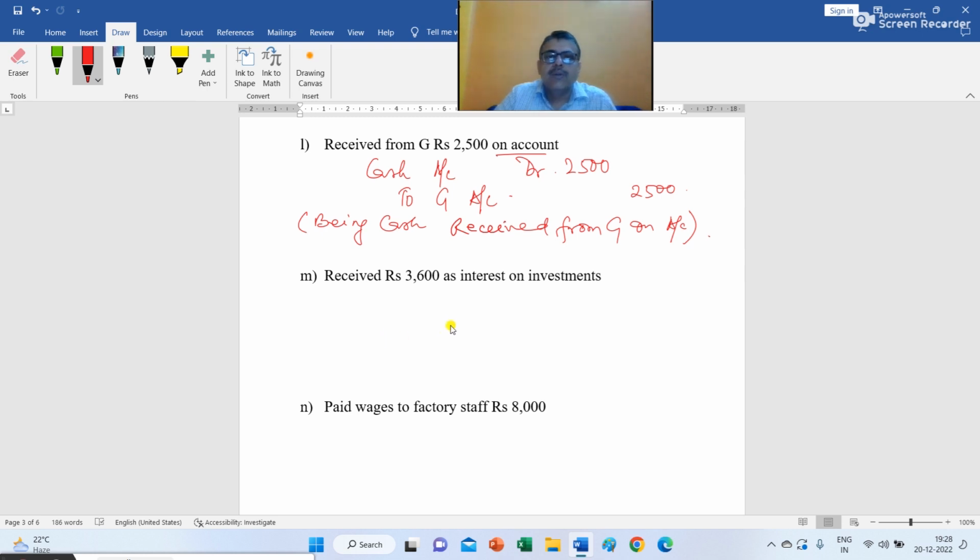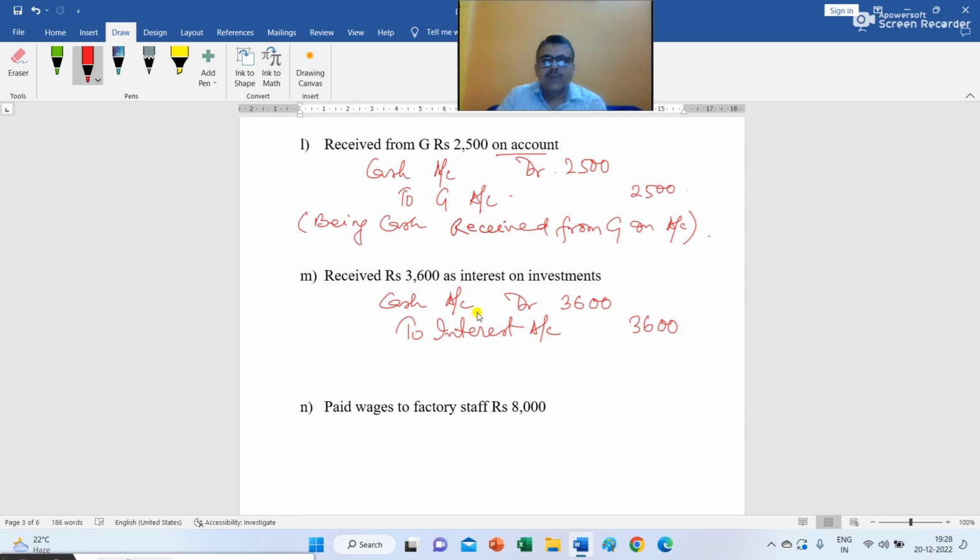Next transaction is received rupees 3600 as interest on investment. Again there is an inflow of cash. So whenever there is inflow of cash, cash will be debited. So cash account debit 3600 to interest. So interest is a nominal account. I will discuss about real account, nominal account and personal account in my next lecture.